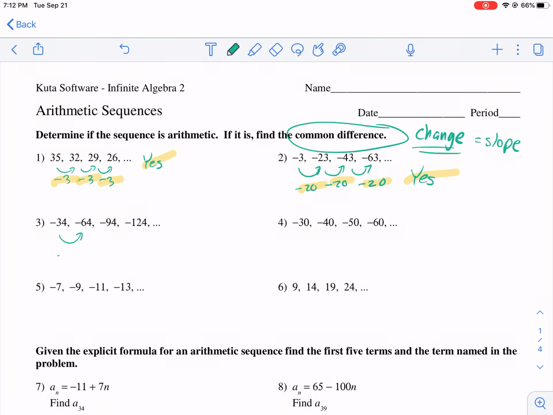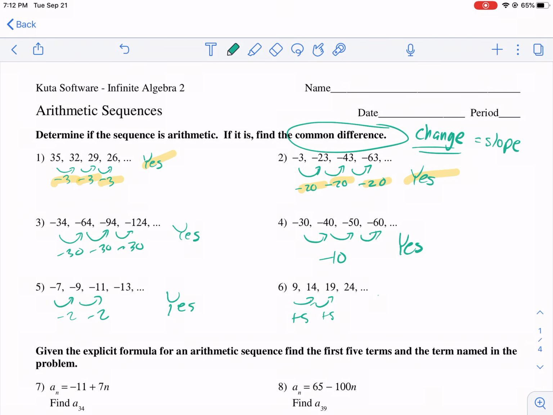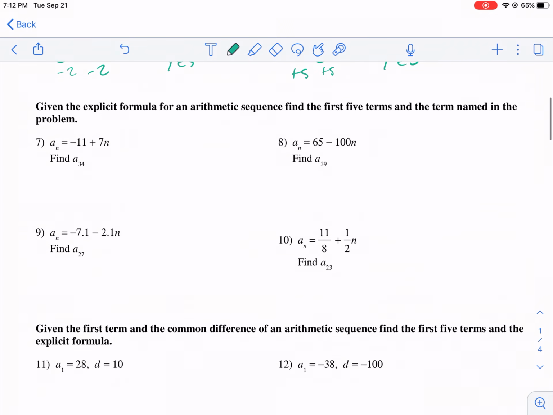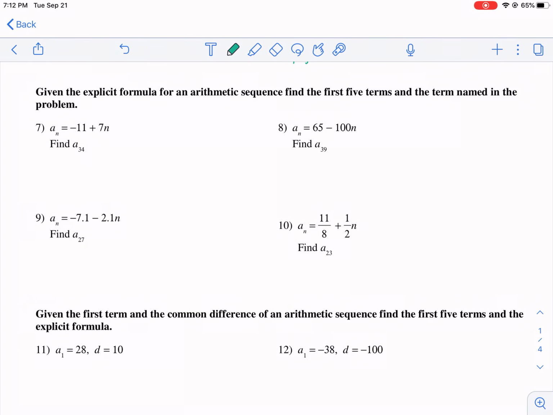Next one, we see that's minus 30, okay, minus 30. So this is another yes, and the common difference is minus 30. This one, we have minus 10, minus 10, minus 10. Again, same thing, minus 10 is our common difference. Yes, it is arithmetic. This one, minus 2 each time. Okay, yes, it is. And this one, I'm trying to see if any are not. This is plus 5, okay? They're all arithmetic.